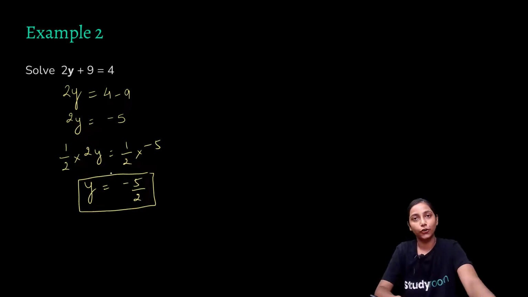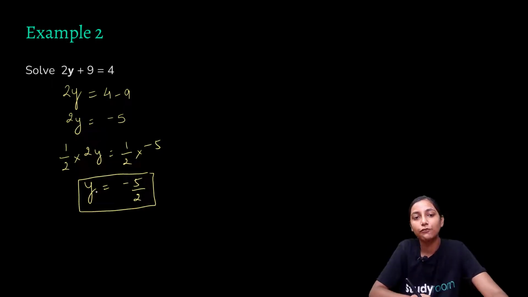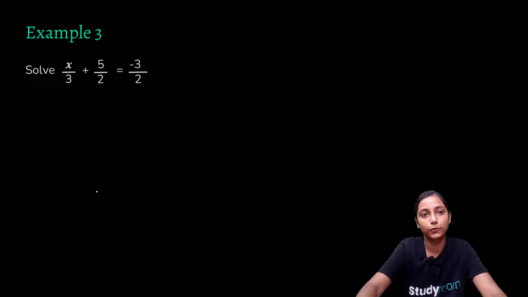You can check it on your own, just like the previous example. If you put y equals minus 5 by 2 in this equation, that is 2 into minus 5 by 2 plus 9, you will get the answer as 4, and that is equal to the right hand side. So we can say that the solution of this equation is y equals minus 5 by 2.